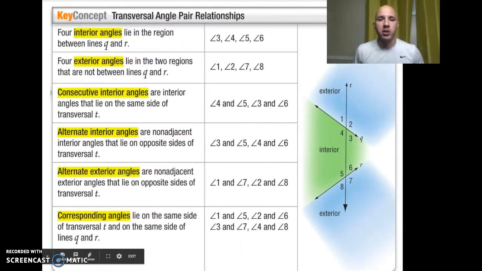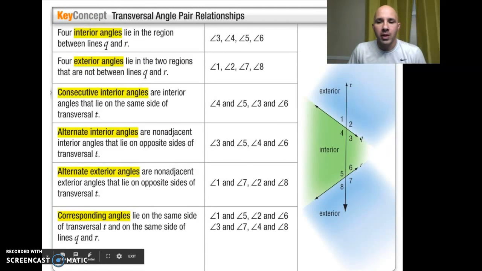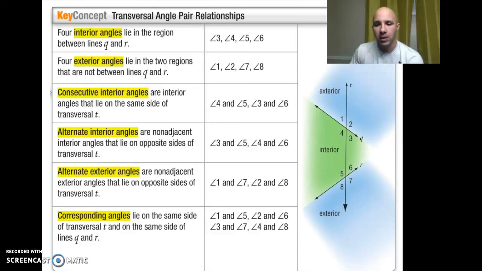Some of the definitions are as follows. You have the interior angles in green, all the inside angles 4, 3, 5, and 6. You also have the exterior angles, which are on the outside of these two lines, Q and R: 1, 2, 8, and 7. The relationship between angles 4 and 5 represents consecutive interior angles. Angles 3 and 6 are also consecutive interior angles.